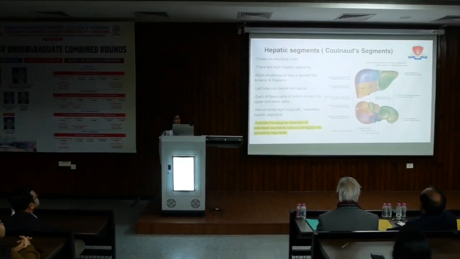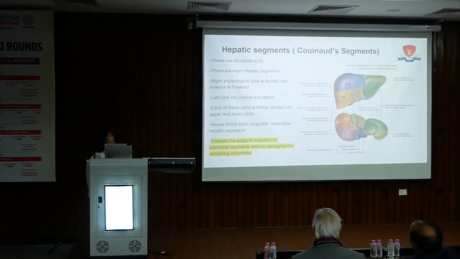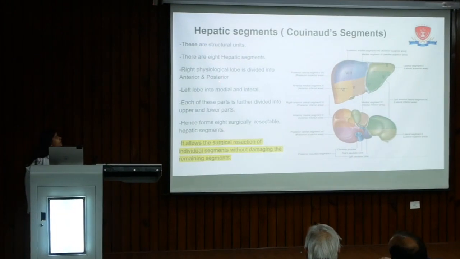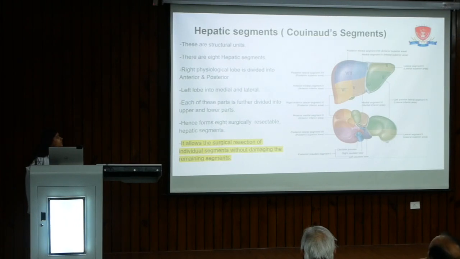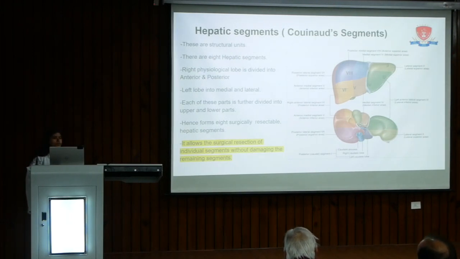Couinaud's classification. Couinaud classified the liver into 8 structural units, 8 hepatic segments. The right physiological lobe is divided into anterior and posterior, the left into medial and lateral, and further these are divided into upper and lower parts. Hence, 8 surgically resectable hepatic segments are formed. It allows the surgical resection of individual segments without damaging the remaining segments.